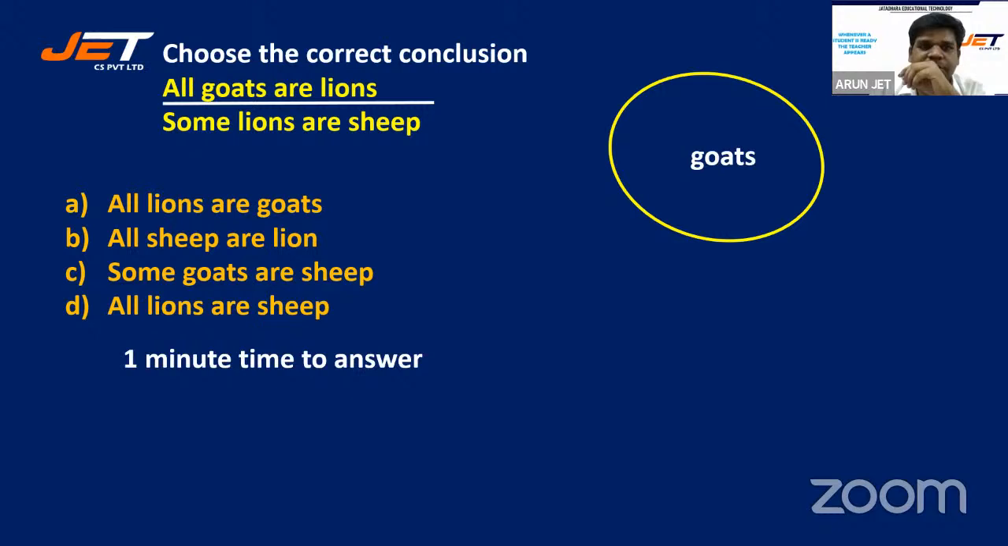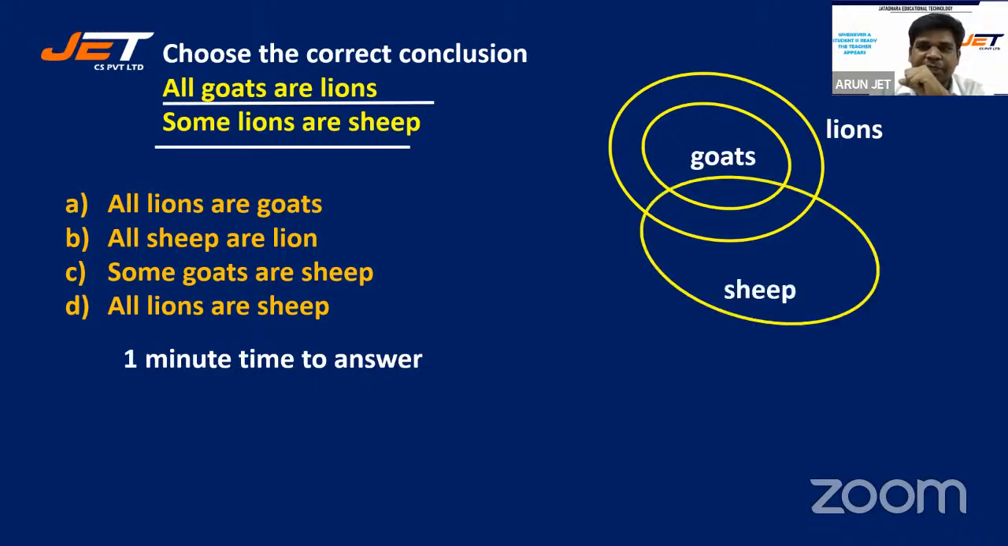Here we have all goats are lions. So this is what makes sense. Some lions are sheep. This also makes sense. Now from here we need to conclude the conclusions A, B, C, D. Some goats are sheep? Yeah, that's fine. All lions are goats? No. All sheep are lions? No. All lions are sheep? No. They don't encircle each other. So some goats are sheep because they intersect each other. So that makes sense completely.